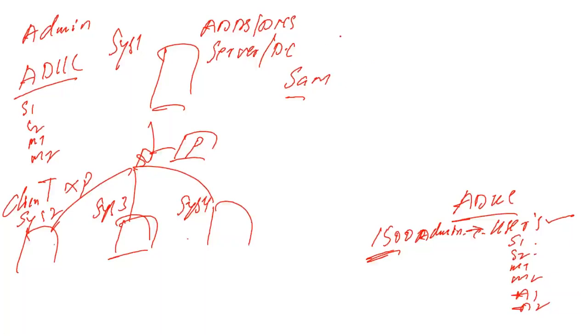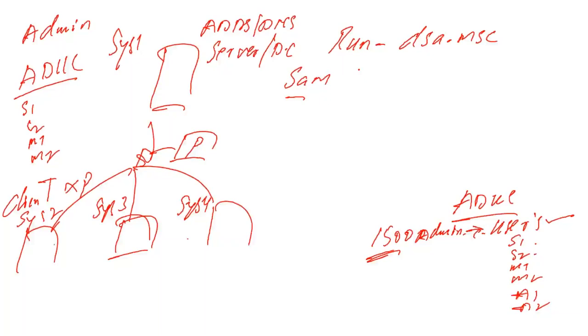So tell SAM, please do one thing, sir. Open the Run and type the shortcut command of ADUC, that is dsa.msc. So please write down: open the Run and type dsa.msc, click OK to open the ADUC console.